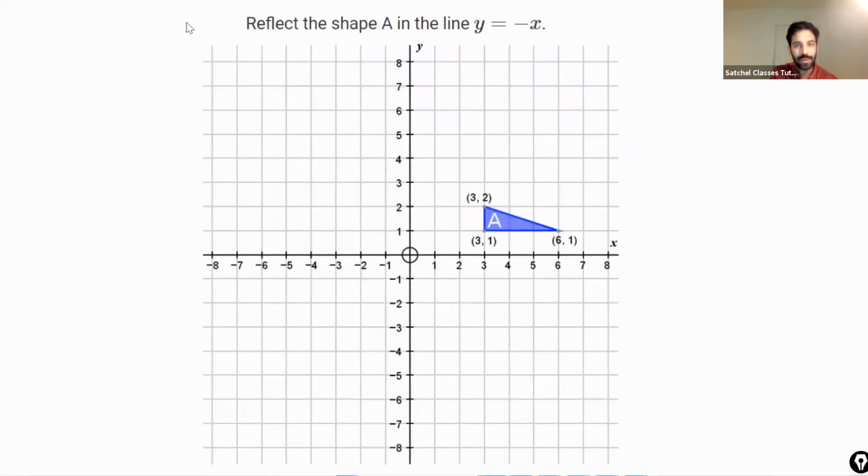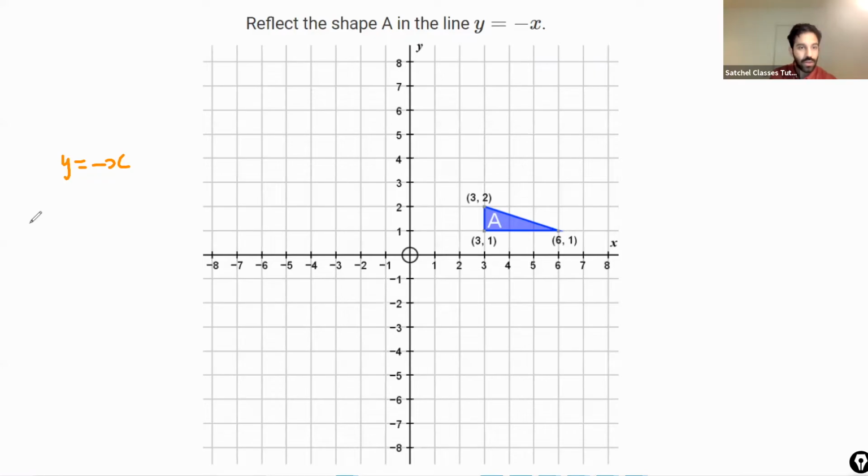Right, so here what we've been given is reflect the shape A in the line y equals -x. So the line y equals -x, this is slightly tricky. How would we draw this line? Well, we need to think about coordinates again. So y equals -x.